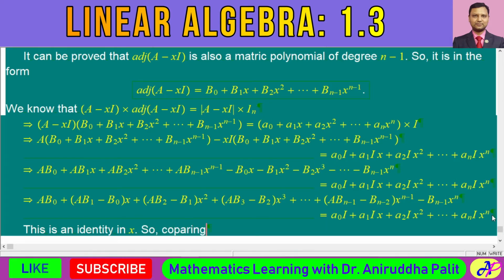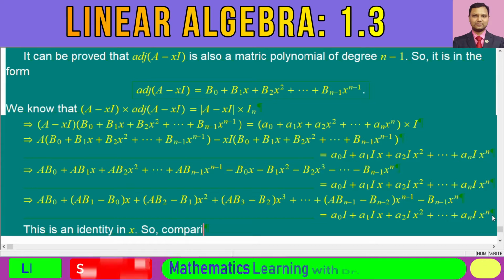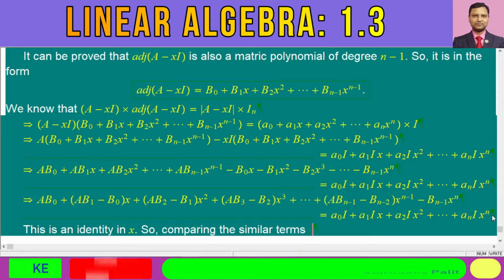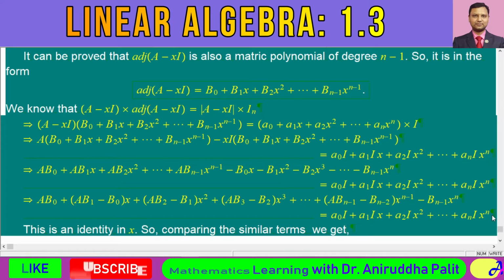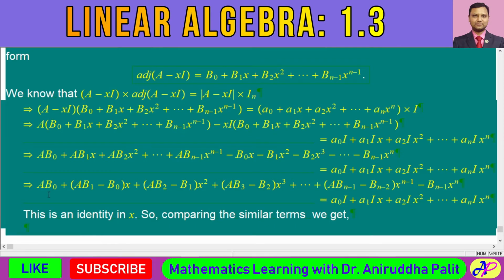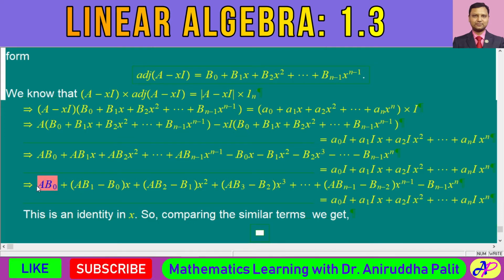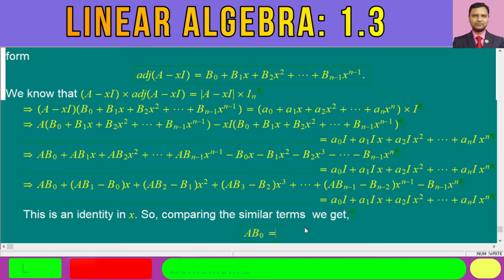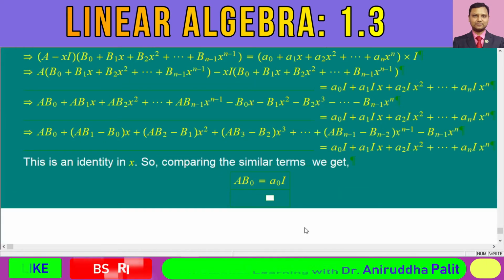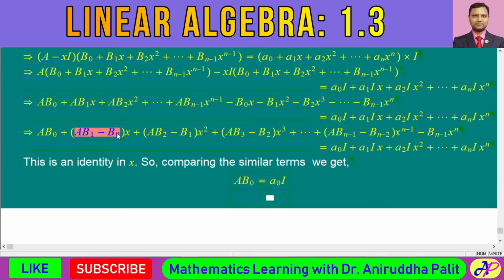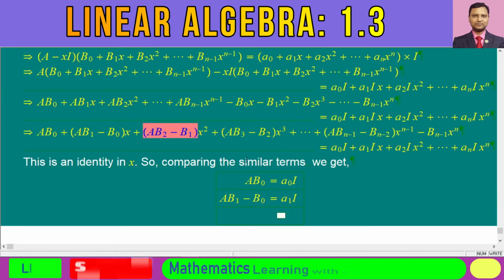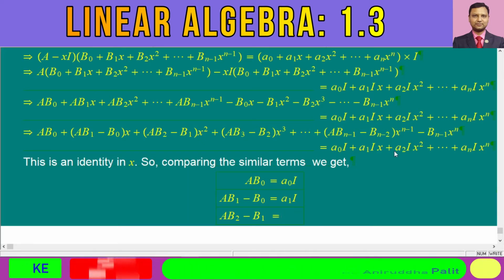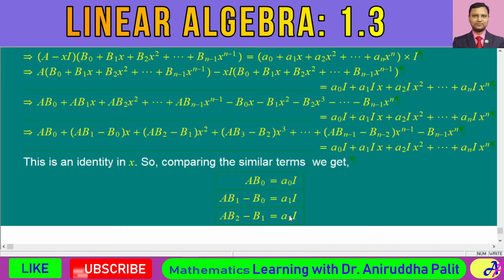Comparing the similar terms, let's compare the similar terms. We get these relations. The first one would be a into b0. This constant term will be equal to this constant term, is equal to this kind of expression. And afterwards, the coefficient of x would be equal to a1 into I. Then this coefficient of x square, this expression would be equal to this a2 into I, and so on.